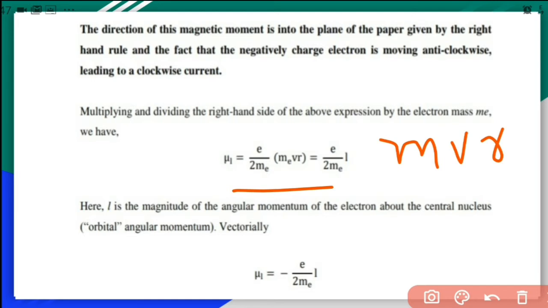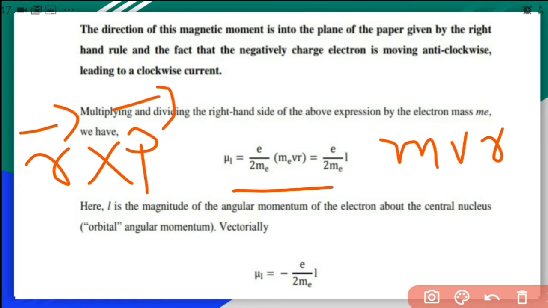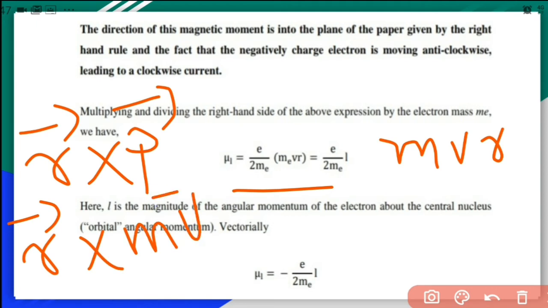Last year we have studied angular momentum. It is r cross p, where r is the radius vector and p is the linear momentum. And what is linear momentum p? p is m into v. So it is actually r cross m v. In uniform circular motion, this r and v are perpendicular to each other. So the magnitude of r cross m v becomes m v r.